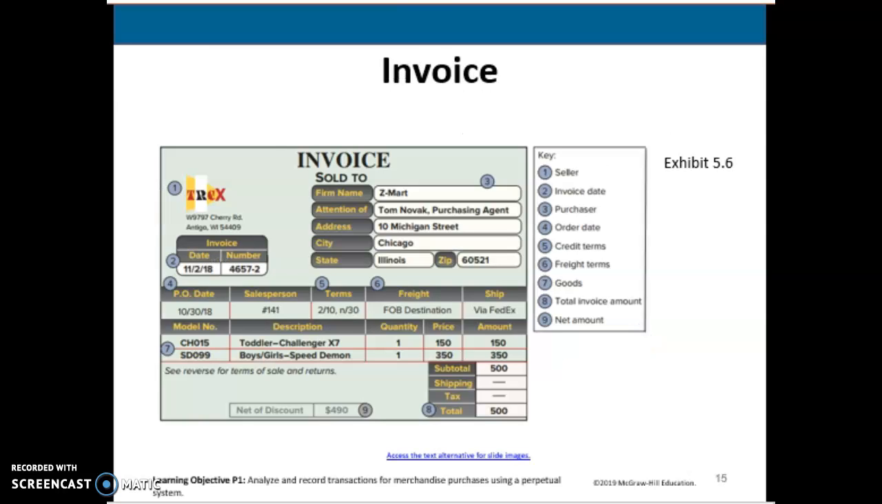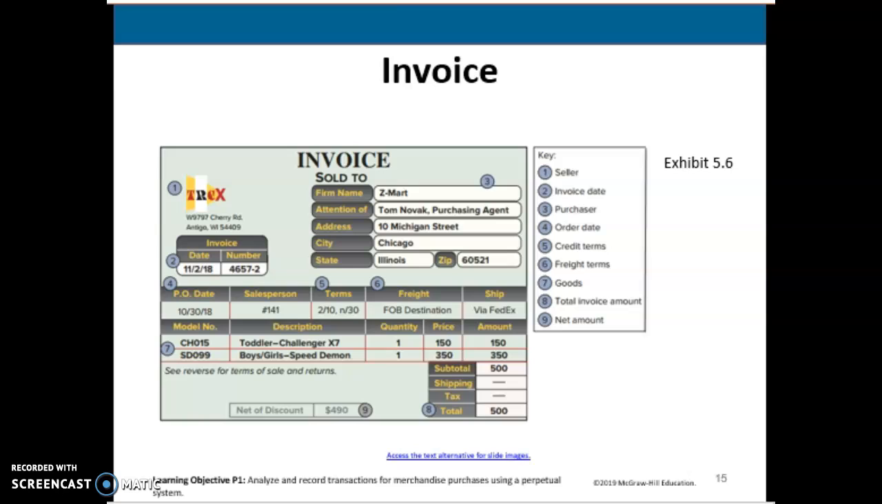All right, so here's just an example of what an invoice is going to look like. So when we buy inventory, they're going to send us an invoice telling us when we have to pay it. It's going to tell us who it was sold to, the address. It's going to give the invoice date and number. It gives a purchase order date. That's the date that you got authorization to purchase this inventory.